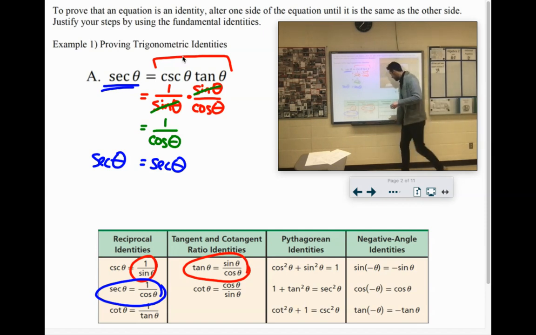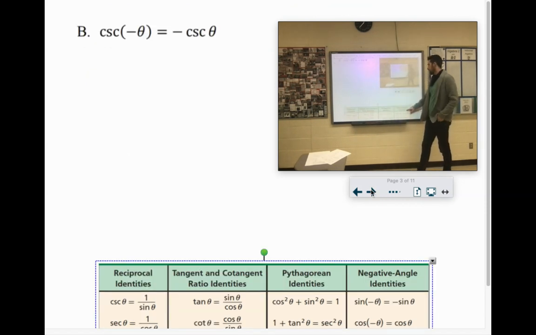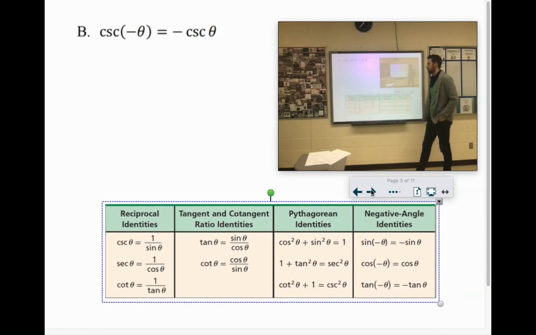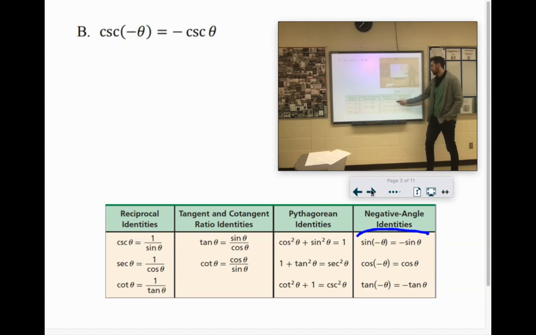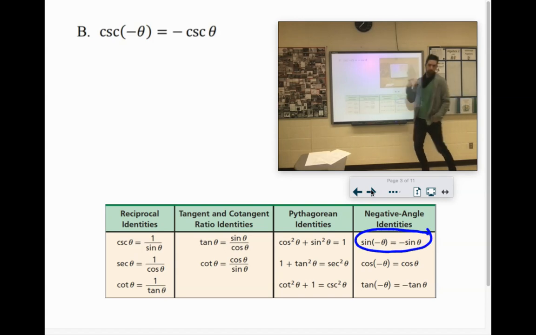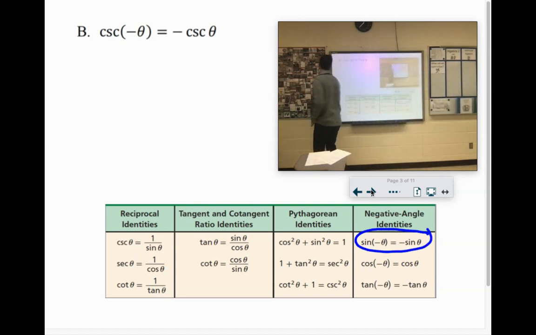Okay, let's try another one. Scoot this chart up a little bit. Cosecant of negative theta equals negative cosecant of theta. Now, we don't have any negative angle identities for cosecant, but remember that cosecant matches up with sine, right? It's the reciprocal. So we're going to be getting it into sine first. So cosecant, the reciprocal is sine, so we could say this is equal to 1 over the sine of negative theta.